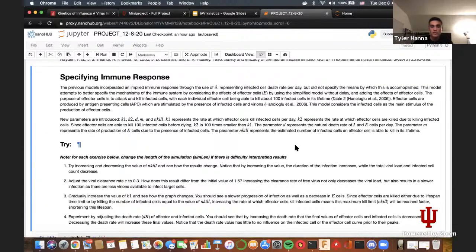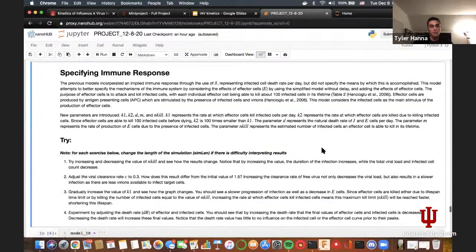And the parameter D represents the natural death rate of the infected cells and effector cells per day. And I assumed that D would be the same for both of these, as it's a very small number to begin with, according to the other paper. Our parameter M here represents the rate of production of effector cells due to the presence of infected cells. And here our parameter n kill represents the number of cells that an effector cell can kill in its lifetime.